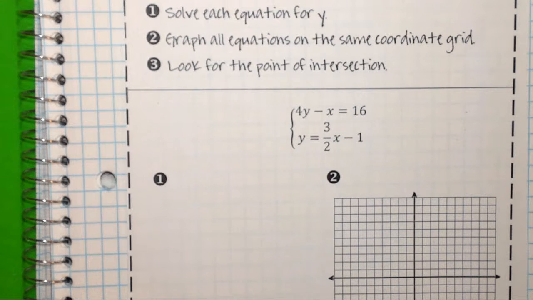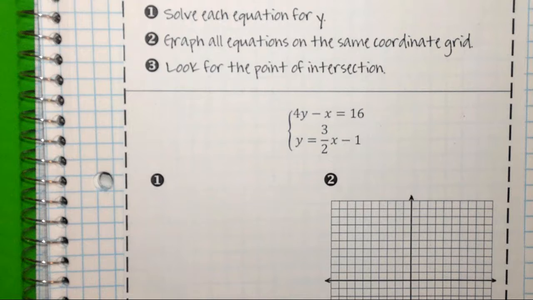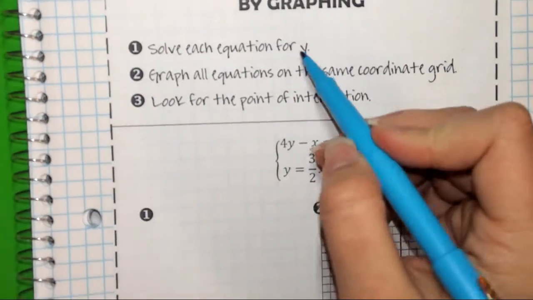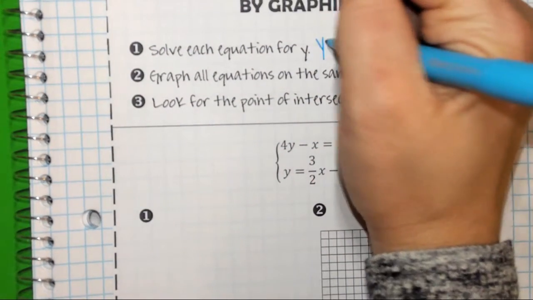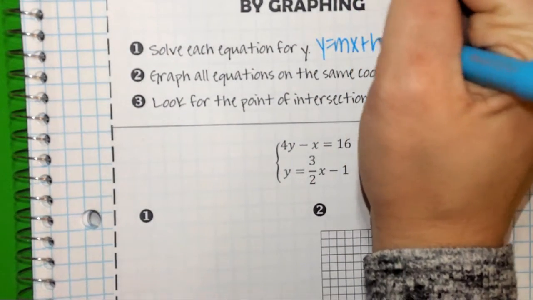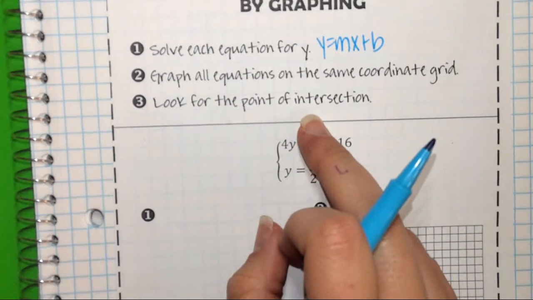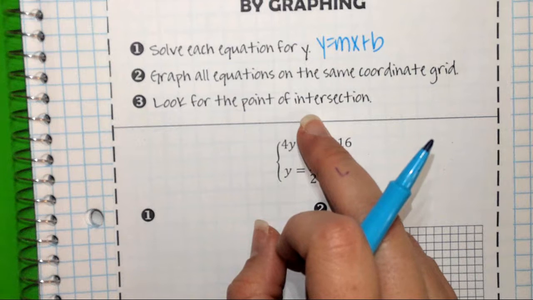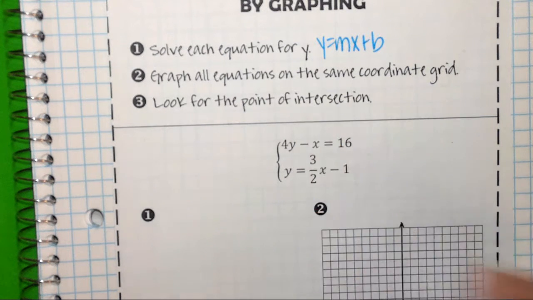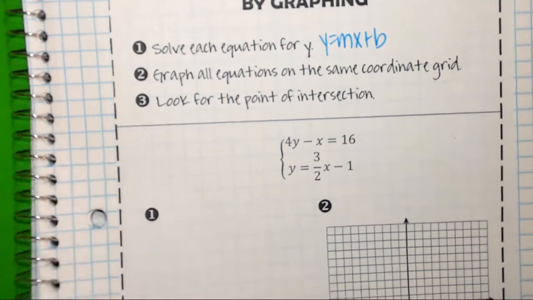Okay, now when we solve by graphing, you have 3 steps. The first thing you do is you have to solve each equation for y. Feel free to just keep talking. I'm not trying to teach you anything. You solve each equation for y because you want them in slope-intercept form. And then you graph them on the same grid. And then you look for the point of intersection, or where they cross.